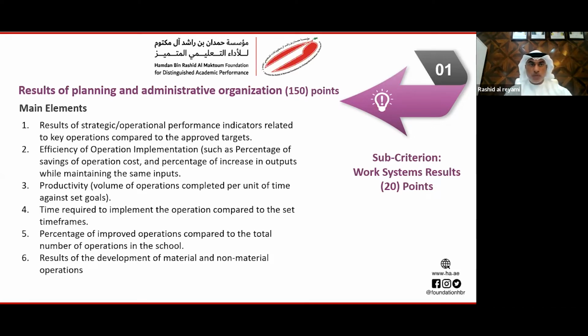All right. So we are looking at number 3, which is work system results: the strategic and operation performance indicators related to key operations compared to the approved target. Efficiency of operation implementation, such as the percentage of saving in operation cost and the percentage of increase in output while maintaining the same input. Productivity: the value of operations completed per unit of time against set goals. Time required to implement the operation compared to the set time frames. Percentage of improved operations compared to the total number of operations in a school. Result of the development of material and non-material operations.